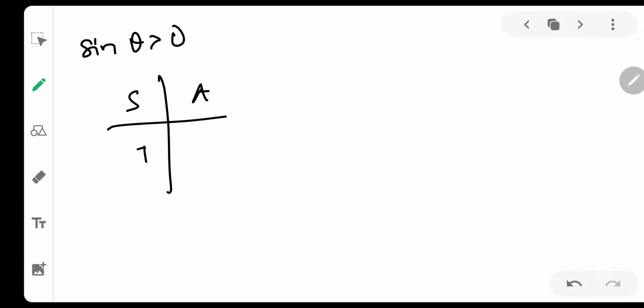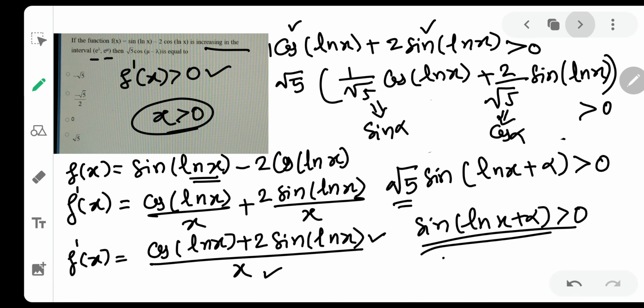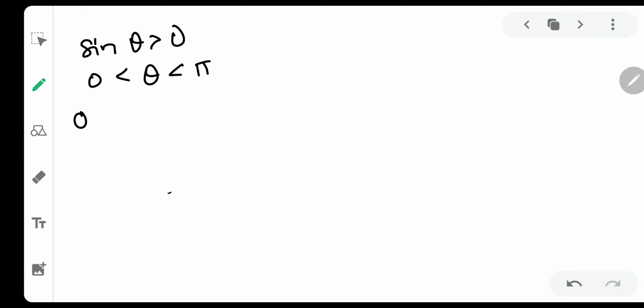Now sine of theta greater than 0, when does this occur? So you all know, all silver tea cups, sine is positive in the first and in the second quadrant. That's it. That means sine of theta is greater than 0, means theta has to lie between 0 to pi. That's it. And what is the value of theta? The value of theta over here is ln x plus alpha. So what do I write down? 0 less than ln x plus alpha less than pi.